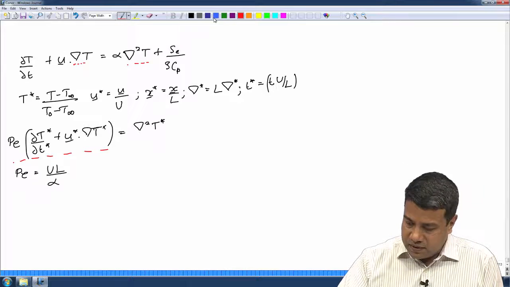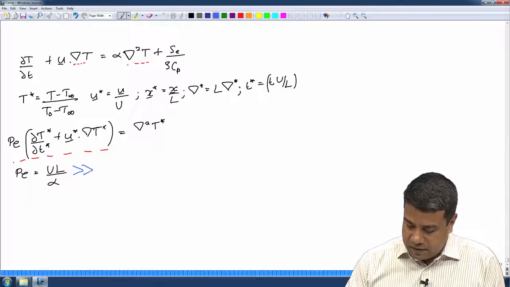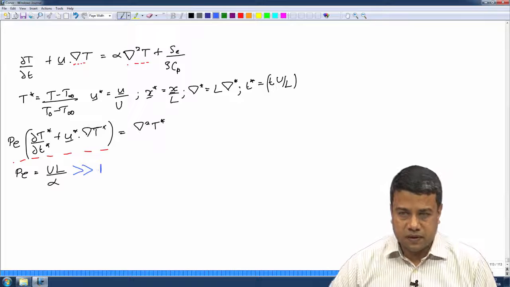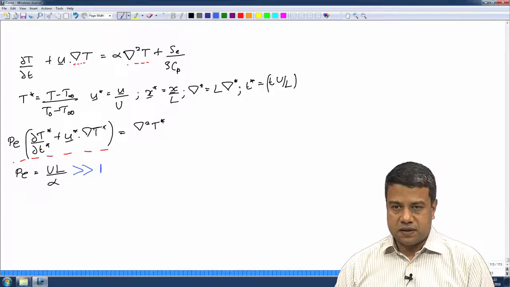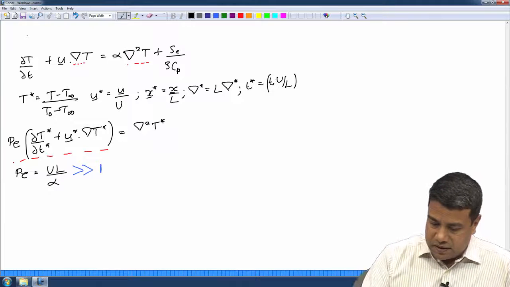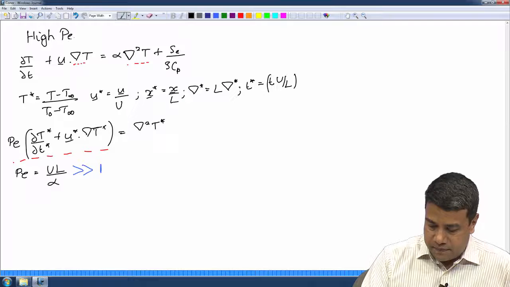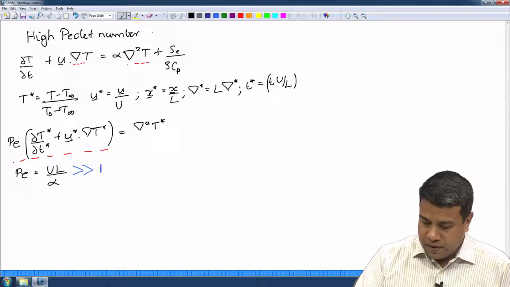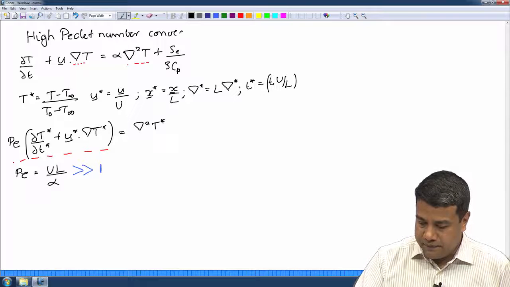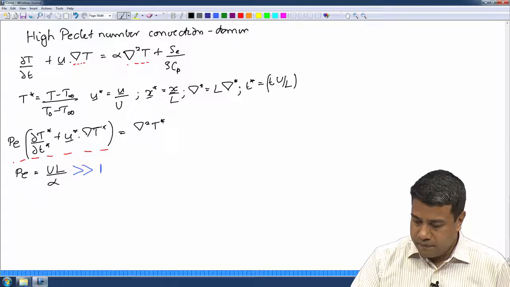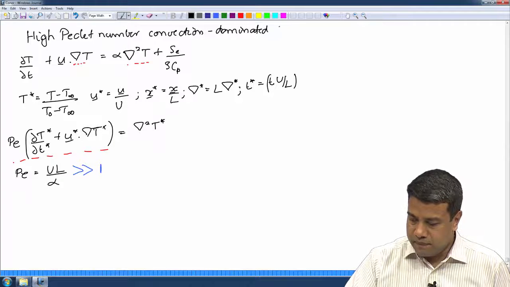In this case, we are going to consider the limit for the next few lectures when this Peclet number is much larger than 1. That is when convection is large compared to diffusion. So, our next series of lectures are going to be about high Peclet number, convection dominated transport.